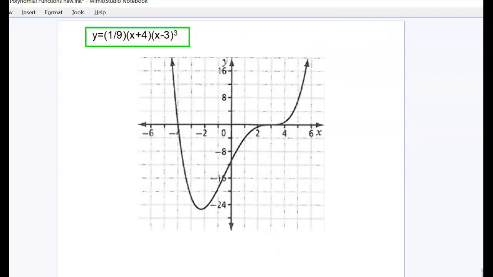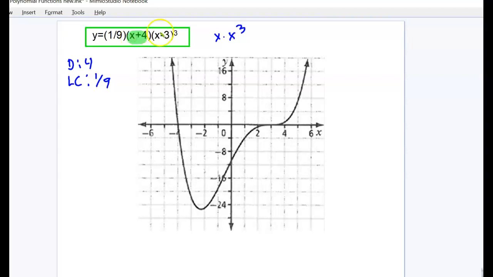If we take a look at this next one, again, if I was to expand (x minus 3) all cubed, that would give me an x cubed. x plus 4 is an x. If I multiply those, I'll get degree 4. My leading coefficient is 1/9. So therefore, this is an even degree with a positive leading coefficient, so it starts in quadrant 2 and ends in quadrant 1.